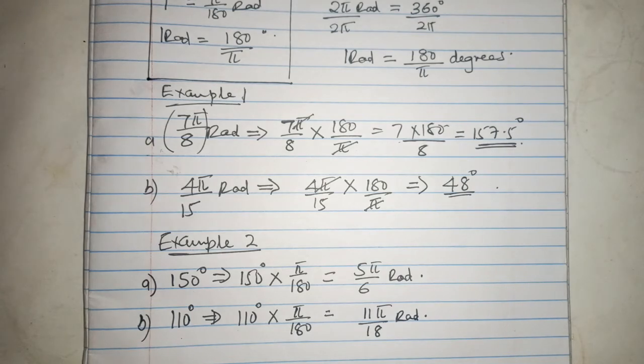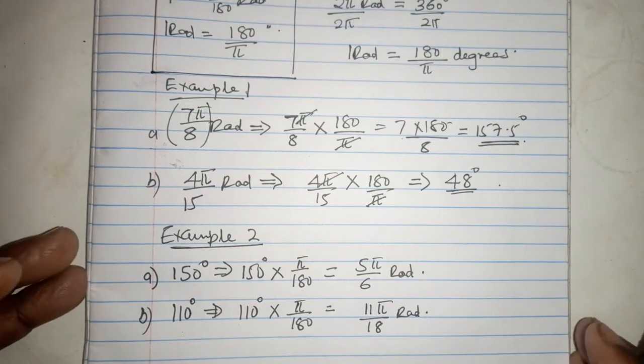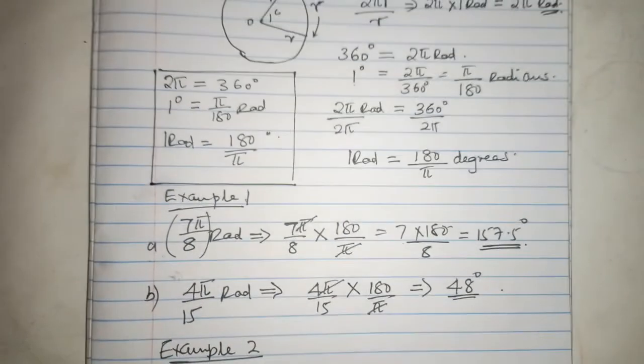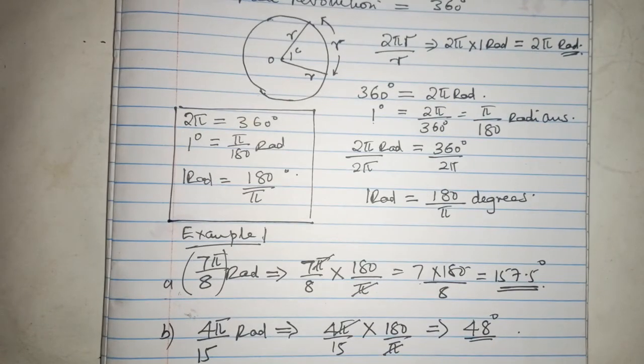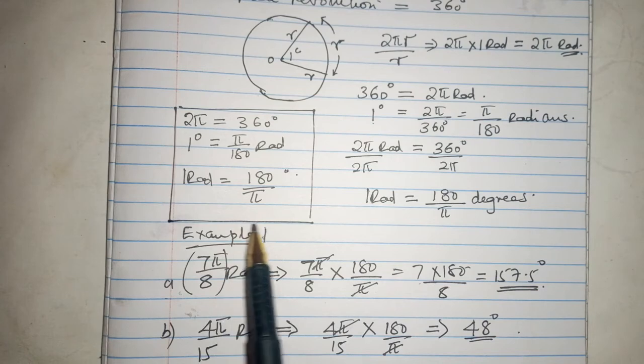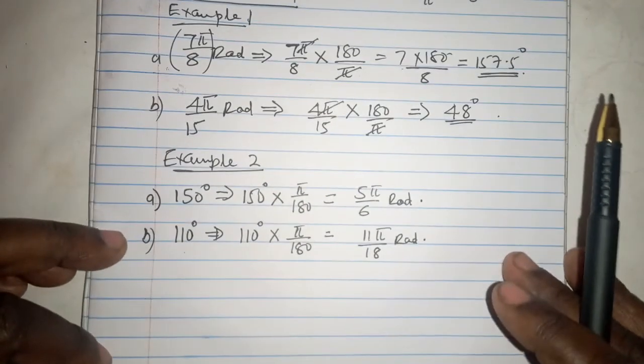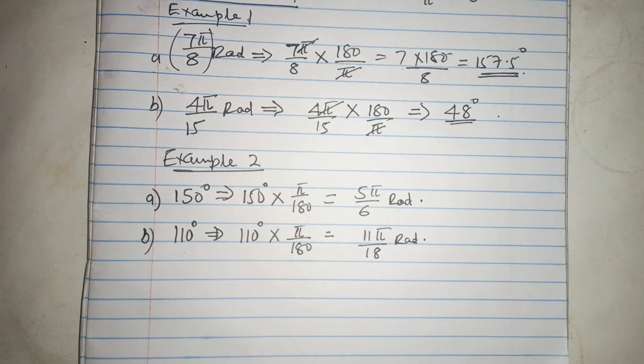So at the end of the day, we can easily convert degrees into radians and radians into degrees, just as easily as we have been introduced. This square here is very important. Make sure you understand everything in this square. That is the end of examples 1 and 2, the first 2 examples in this topic.